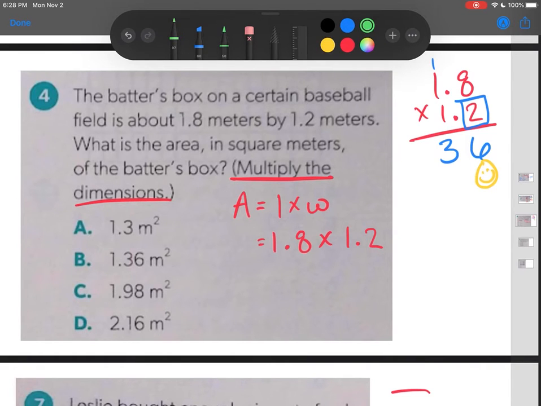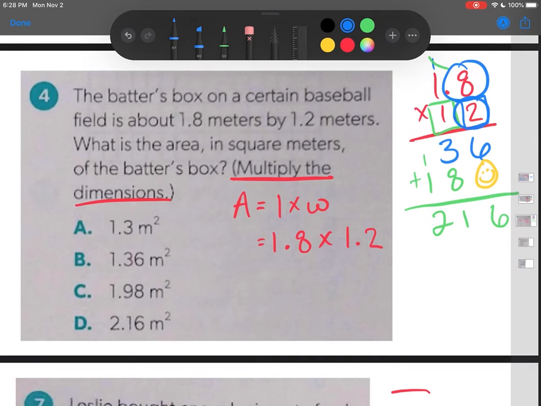So now we're moving on to our second row to multiply that 1. Add your placeholder smiley, and you're ready to multiply out your 1. Well, 1 times 8 is 8. 1 times 1 is 1. Now you add them up. 6 plus 0 is 6. 3 plus 8 is 11. Carry the 1. 1 plus 1 is 2.